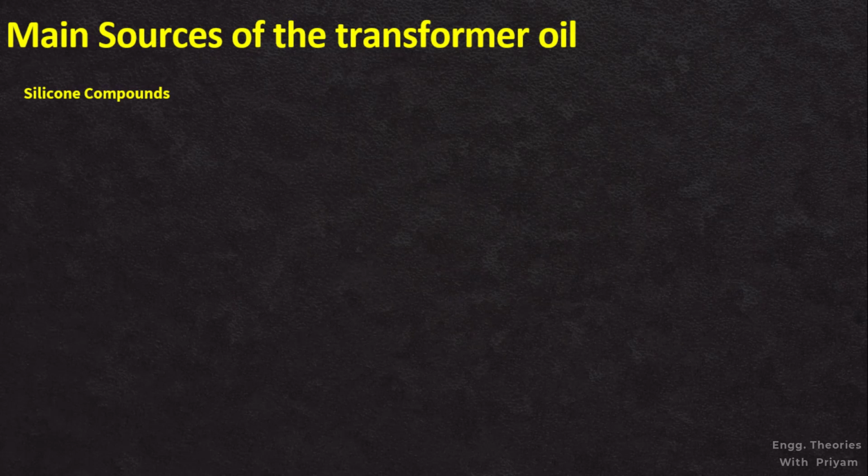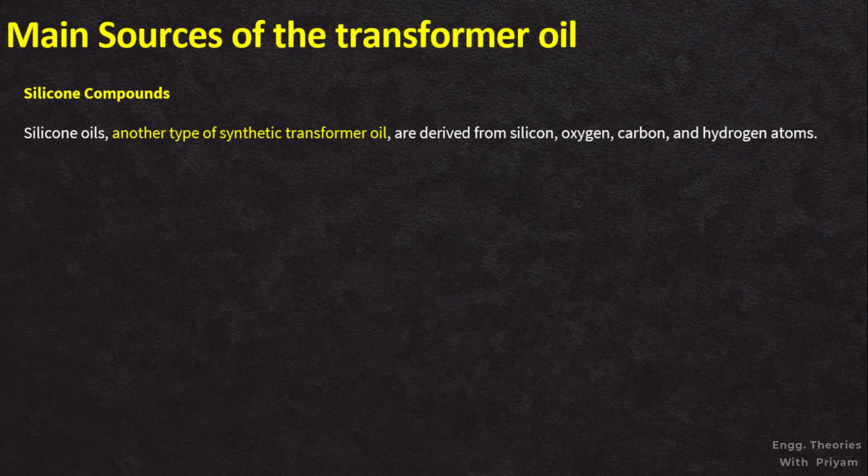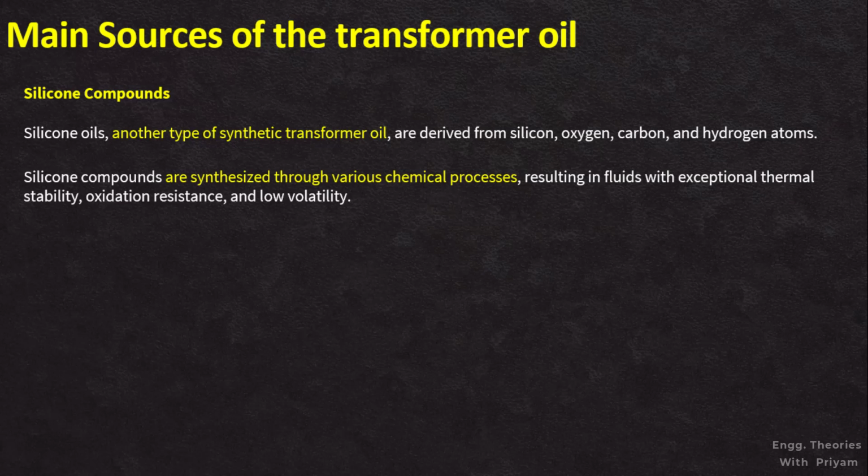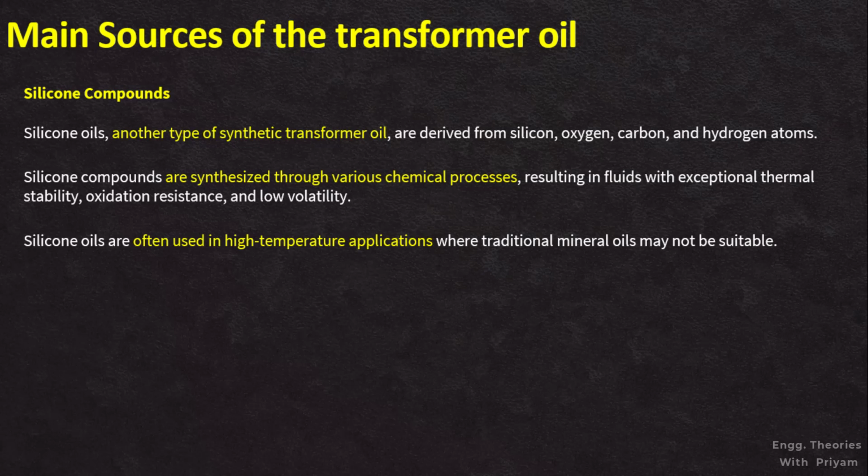Silicon compounds. The next source of transformer oil is the silicon compounds. Silicon oils are another type of synthetic transformer oil that are derived from silicon, oxygen, carbon, and hydrogen atoms. Silicon compounds are synthesized through various chemical processes, resulting in fluids with exceptional thermal stability, oxidation resistance, and low volatility. Silicon oils are often used in high temperature applications where traditional mineral oils may not be suitable.